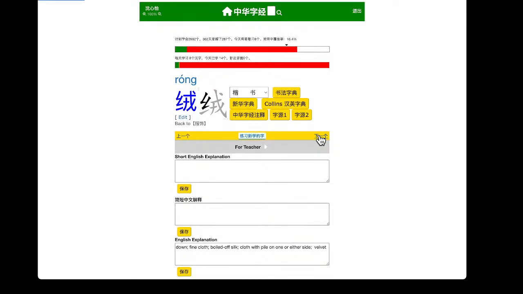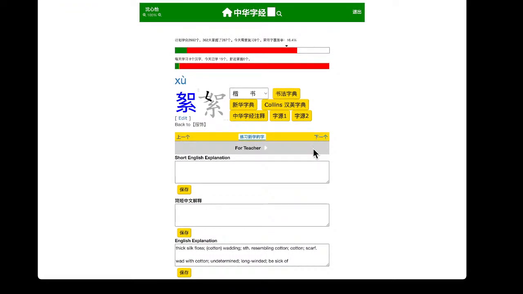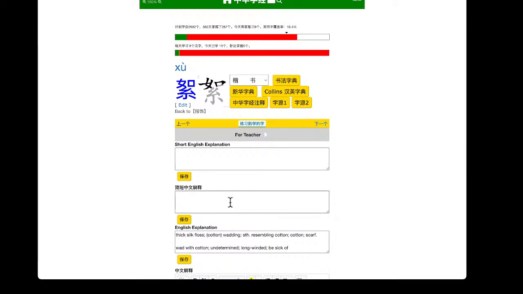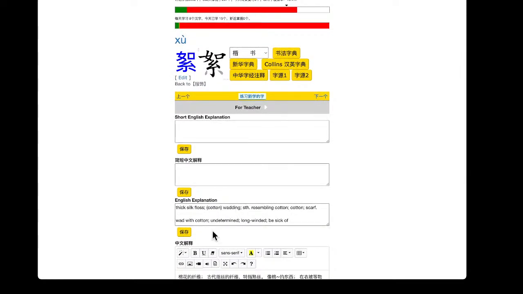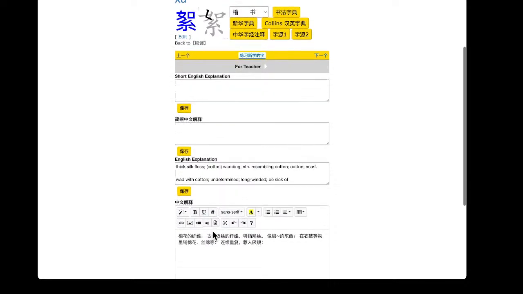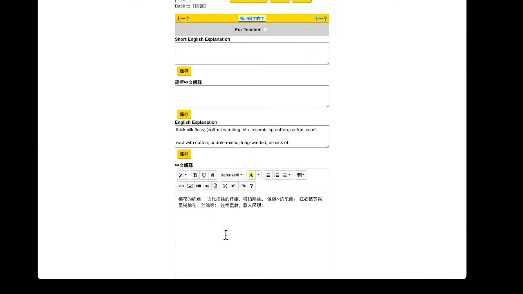Next one, 絮. Now 絮 means thick silk froth or cotton wadding, with cloth. So this is related to cotton fiber, or actually referring to the silk fiber, the silk threads that are cooked.